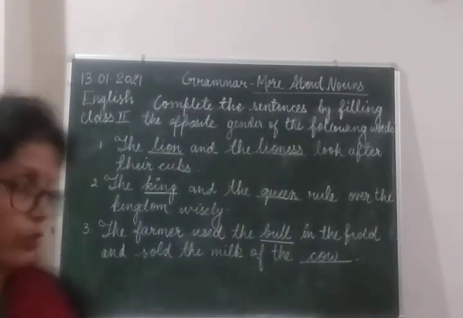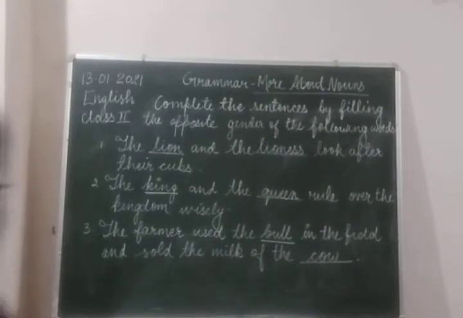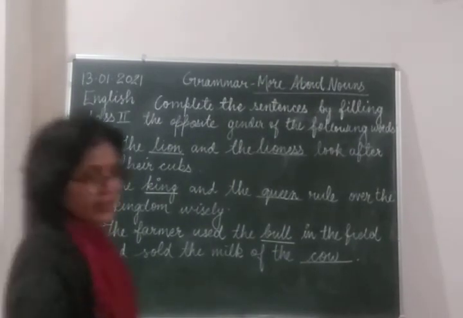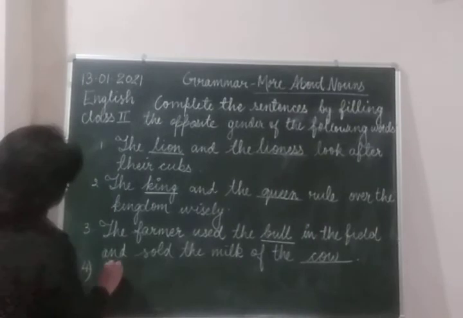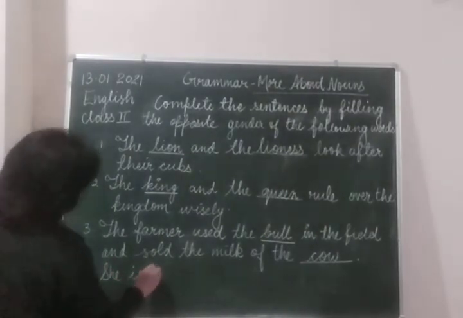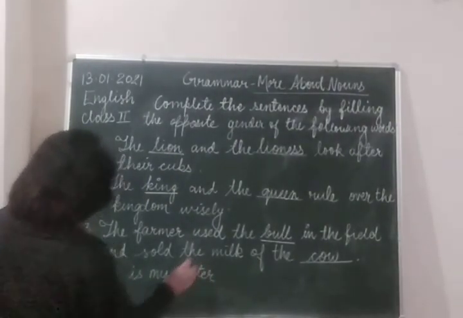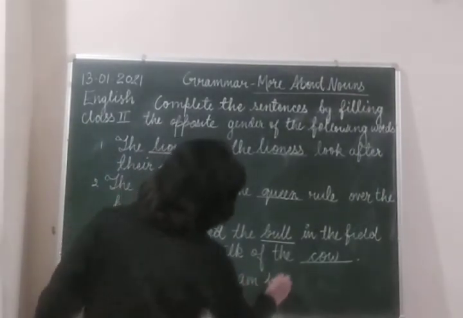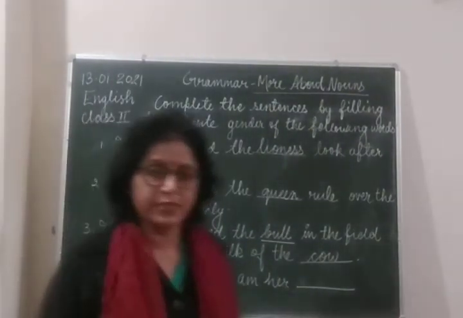Got it? I hope ye aapko samajh mein aa raha hoga kis tarah se ise karna hai. Let's do one more sentence. Sentence number 4. And it is, she is my sister. I am her blank. And the underlined word is sister.